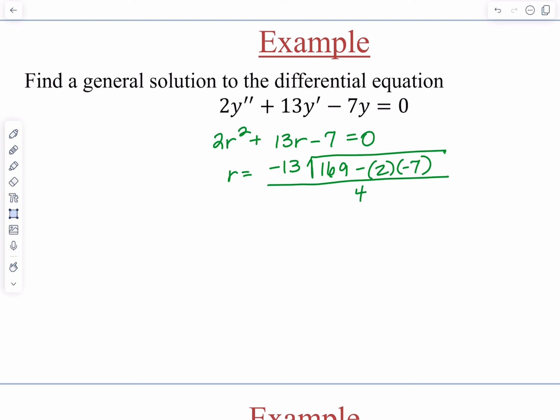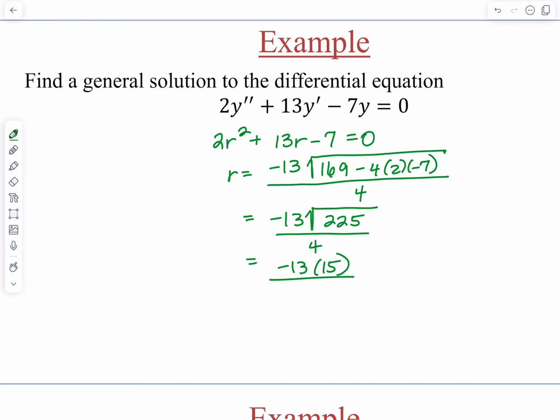So, taking a look at these, we can go ahead and simplify this and have negative 13 plus or minus the square root. And I see that I forgot that 4 here. Minus 4 times 2 times negative 7. And that comes up to 225 under that root, all over 4. And simplifying.